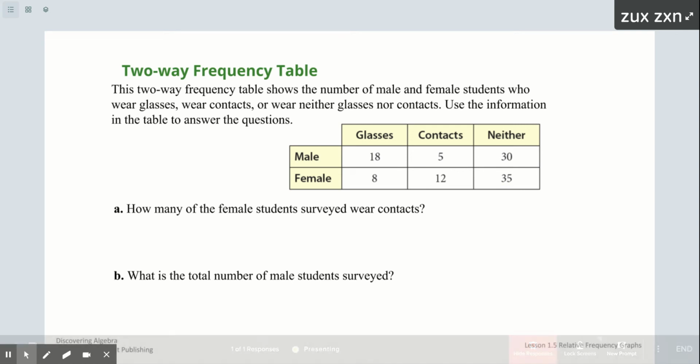Okay, so let's go through and answer the two-way frequency table questions. How many female students surveyed wear contacts? For that one, I can see where female and contacts meet, which is at 12. So my answer is 12 female students.